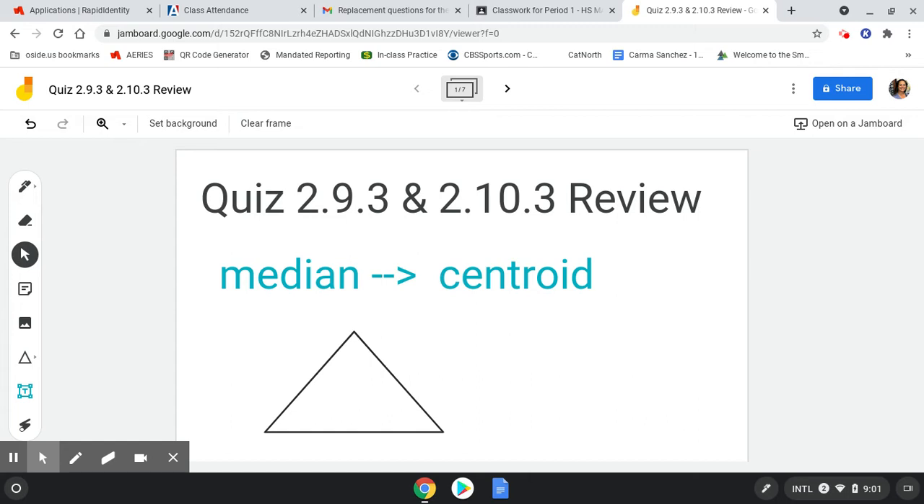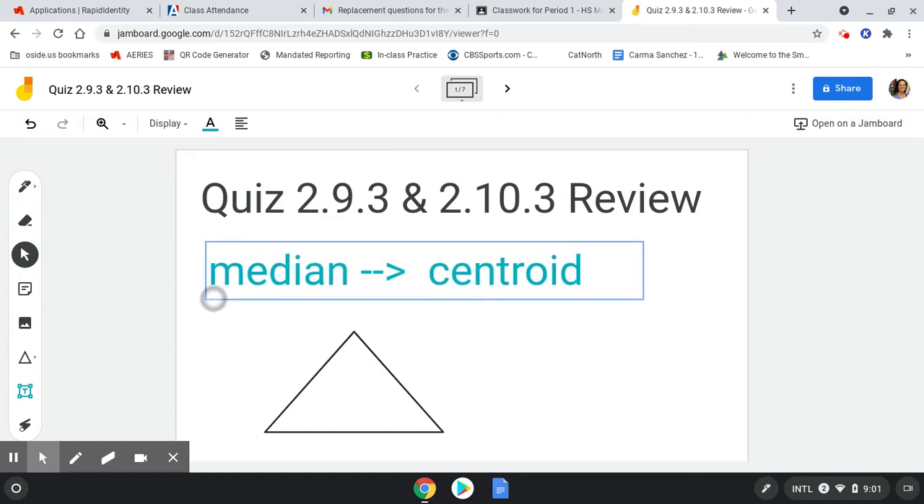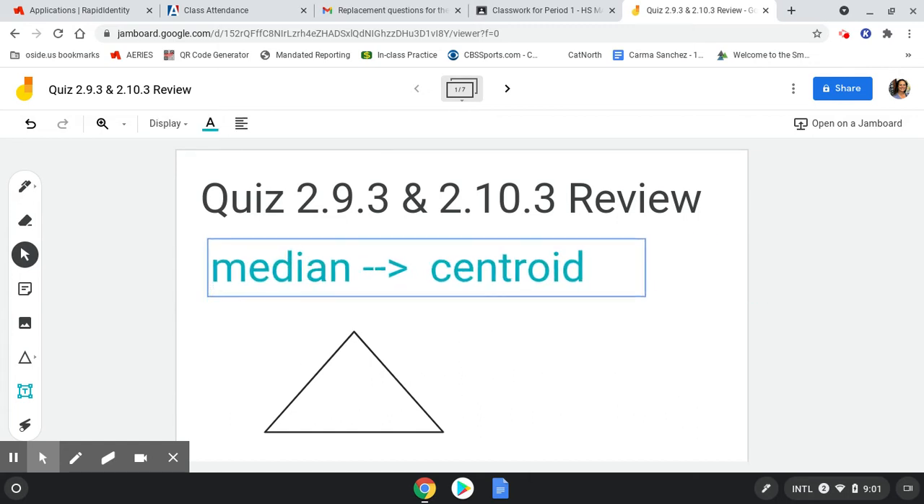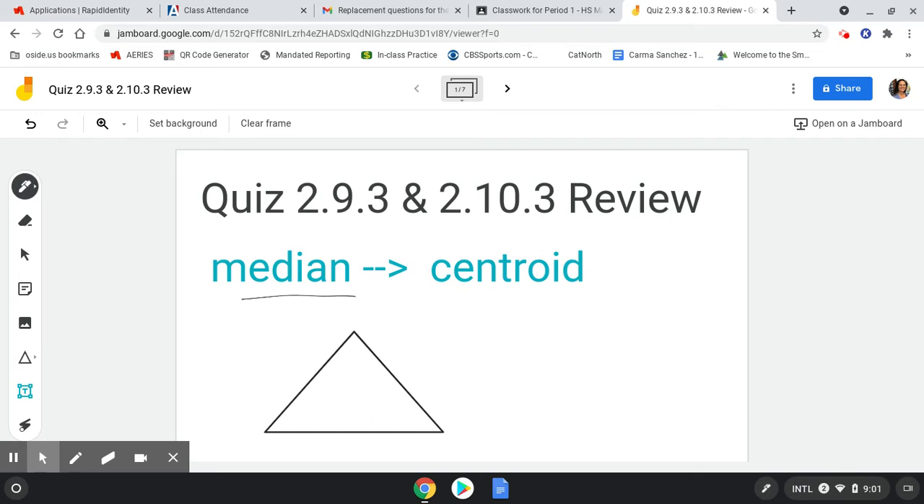In the 2.9, you are going to be looking at the median of a triangle. What is the median? The median goes from the vertex to the midpoint of the opposite side. And that's a line that's drawn between those two. Then you've got the other vertex to the midpoint of the other side. And you've got the final vertex to the midpoint of the other side.